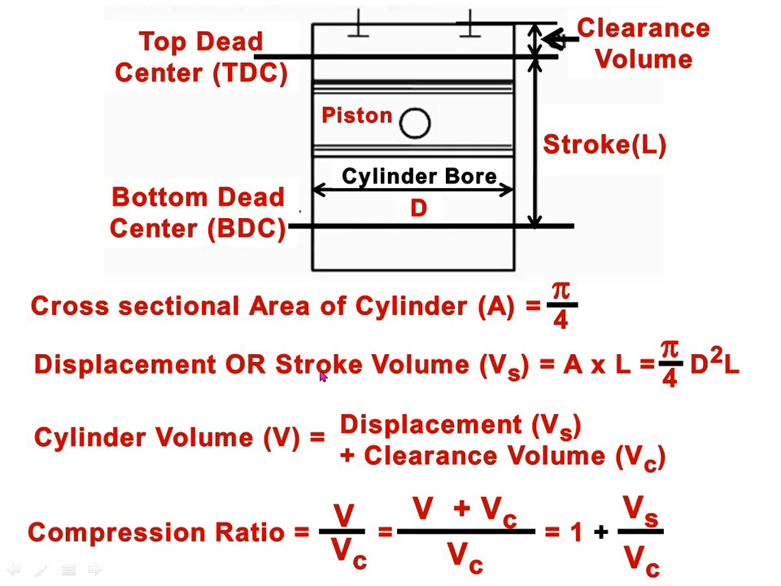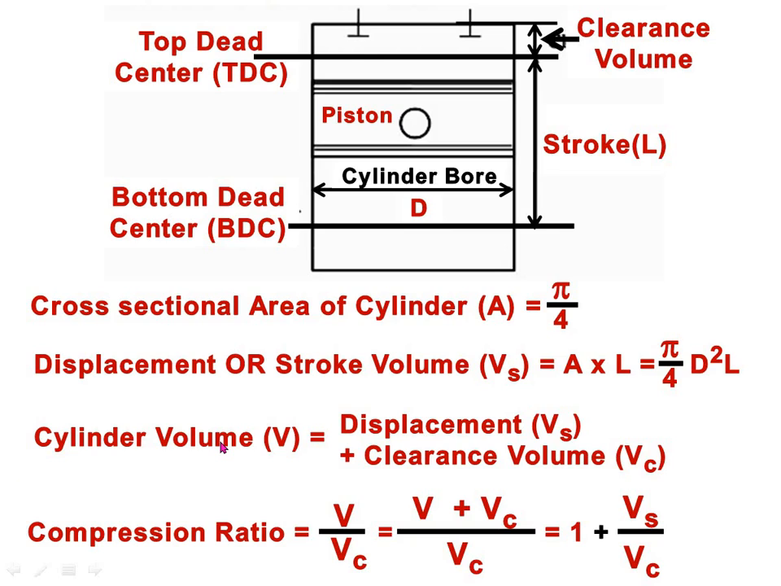Displacement or stroke volume Vs means either swept volume, or we can say displacement volume, or stroke volume. Vs is equal to the cross sectional area of the cylinder, that is A, multiplied by the length of stroke L. So pi by 4 d square, that is the cross sectional area of the cylinder, multiplied by, we can say, the length of the stroke L. We can say L or Ls.